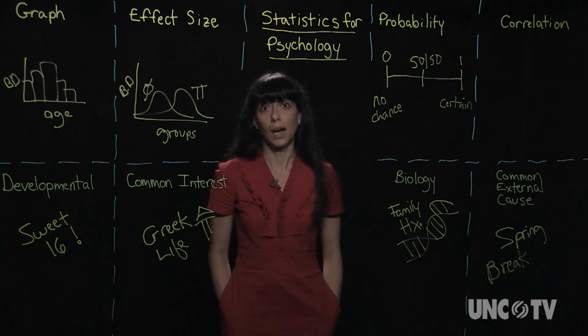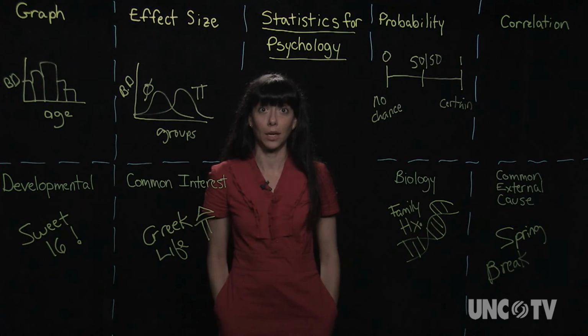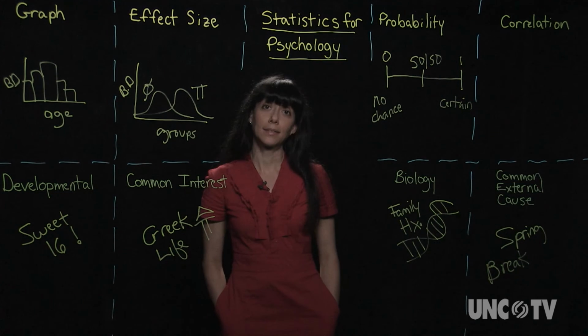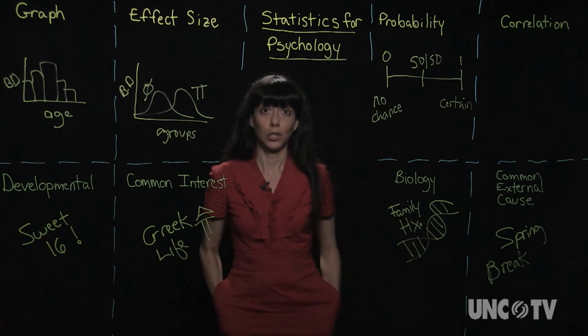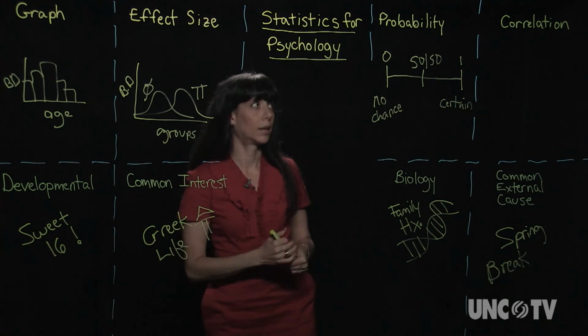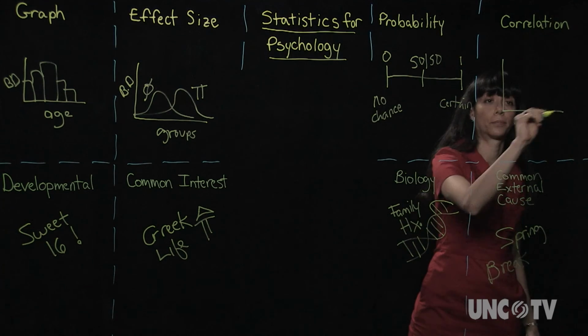Probability is used in a lot of important ways within statistics, and it can help us see, for example, related to family history or genetic variability, what the actual chances are that a child or a teen might end up binge drinking. The last thing that I'll talk about today has to do with our final factor of common external causes, and that's correlation. In correlation, we see how two quantitative variables go together.